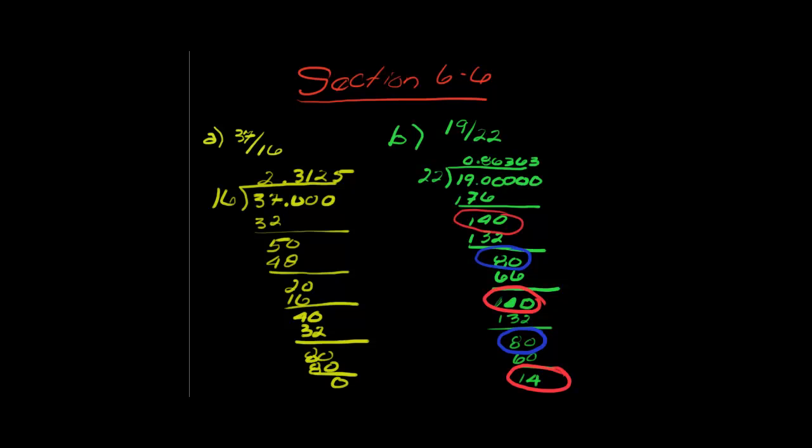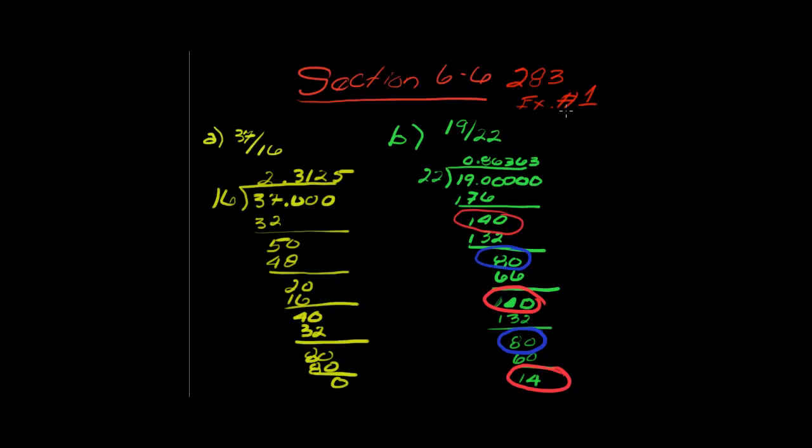This section is on rational and irrational numbers. I'm going to follow right along with section 6.6 in the book because I think that example 1 on page 283 is a really good example here for you to follow along. So this is page 283, example number 1.